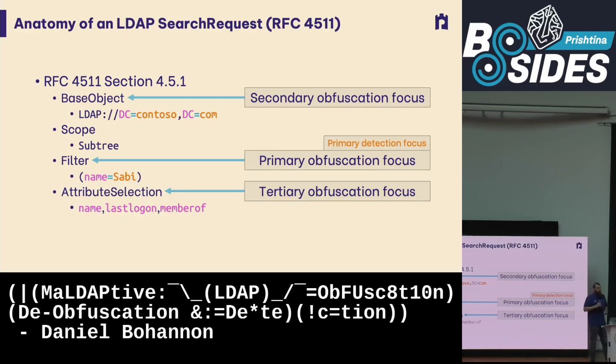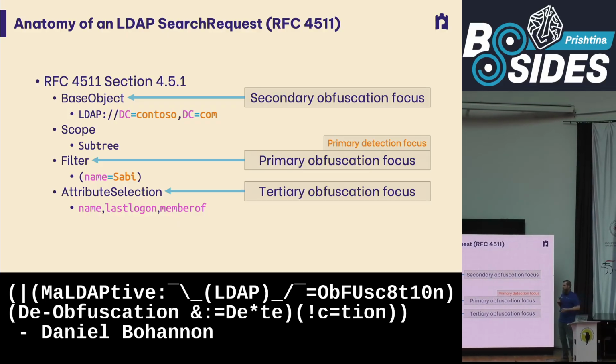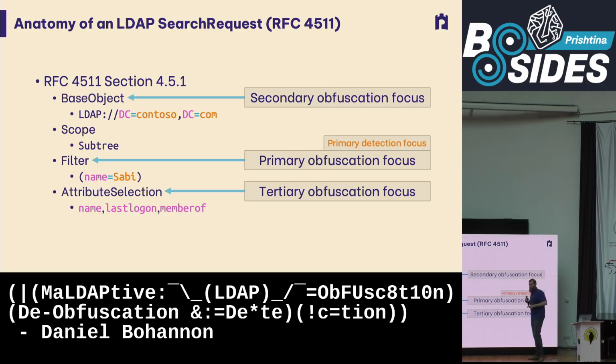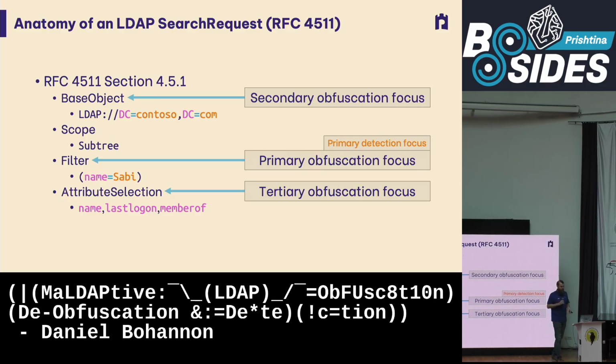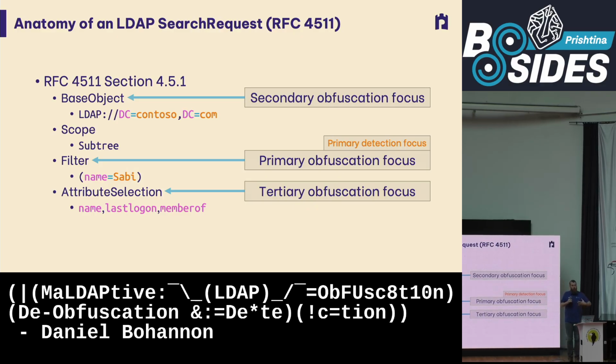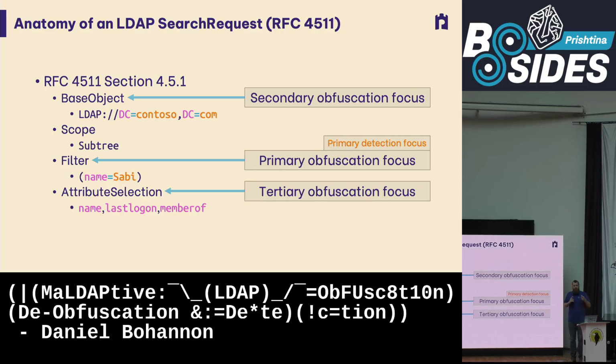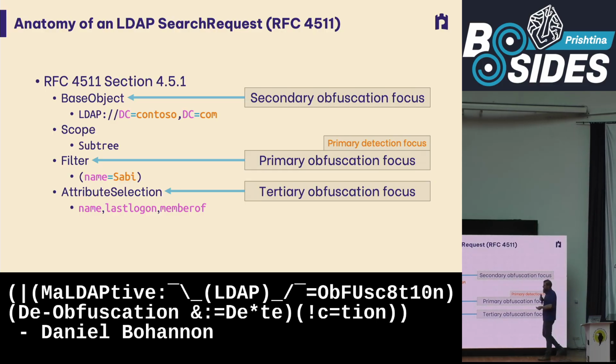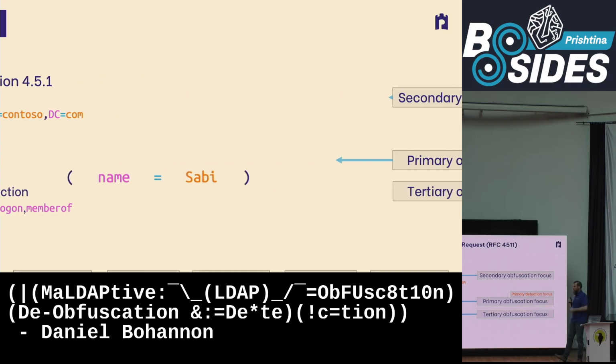From an obfuscation perspective, our primary focus is obfuscation capabilities against the filter, because that's where most of the specific logic is. And to be fair, as a defender, this is also the primary detection focus. Most companies are looking only at the search filter, but there's a lot of value, as we'll see throughout this presentation, in some of the default ways that the attribute selection is defined, as well as the base object. And so a lot of the obfuscation techniques we'll talk about that apply to the filter, you can actually selectively apply to the attribute selection and the base object as well. So we'll cover that towards the end of the presentation.